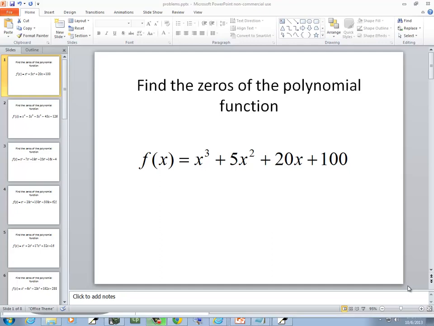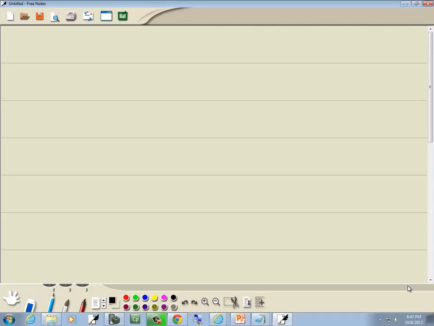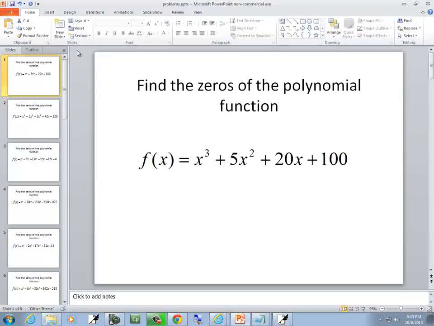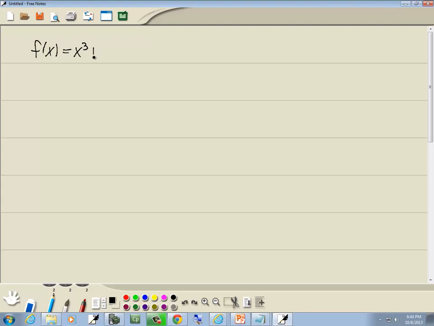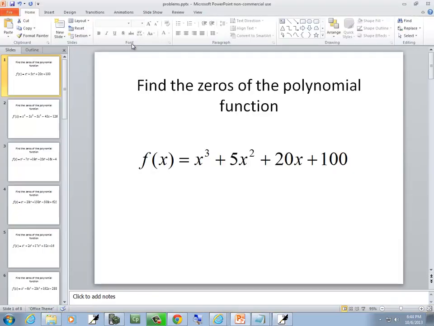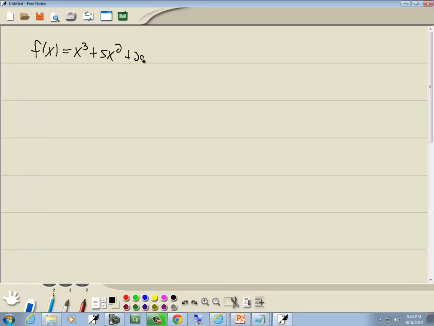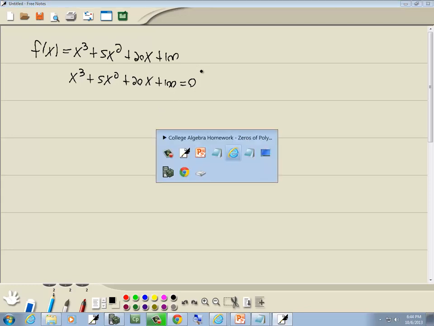In this problem, we want to find the zeros of the polynomial function. So we have f of x is equal to x to the third plus 5x squared plus 20x plus 100. Now we're finding the zeros, so we want to set this equal to 0. So we have x to the third plus 5x squared plus 20x plus 100 equal to 0. We're going to put our polynomial in y1, 0 in y2, and use the intersect method.